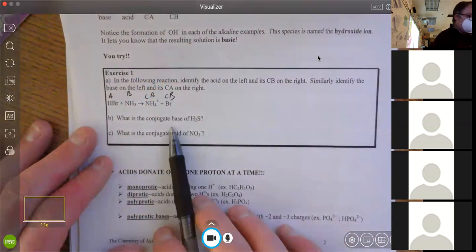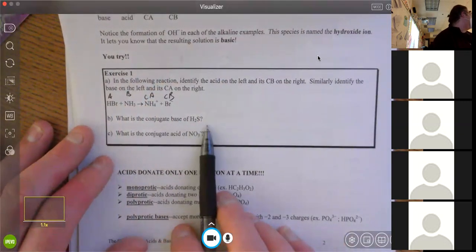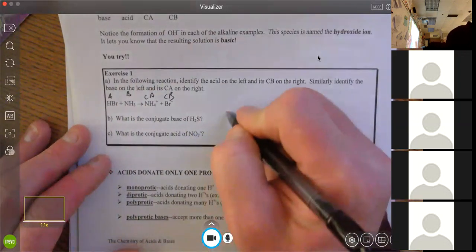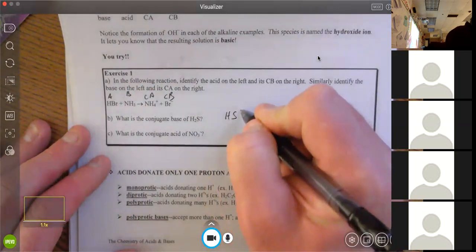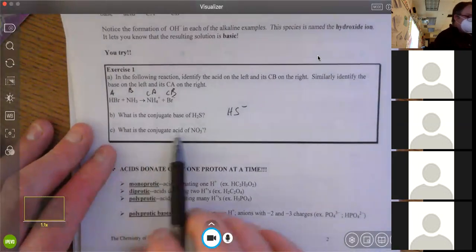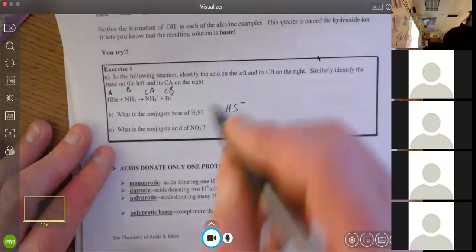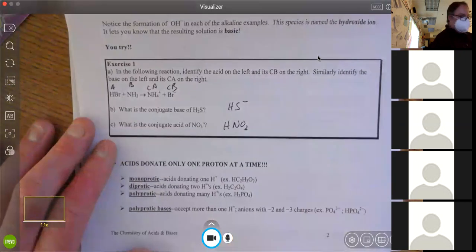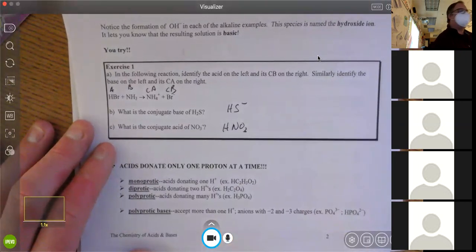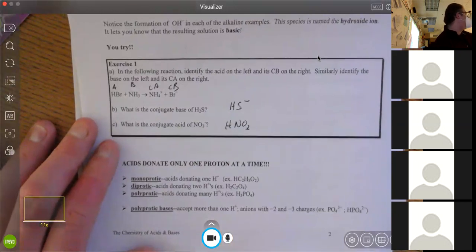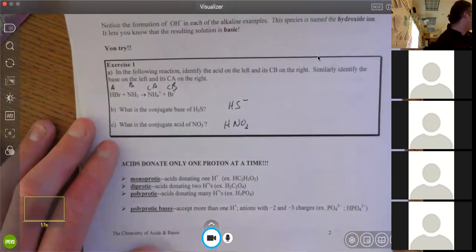What is the conjugate base of H2S? So they're telling us H2S is acting as an acid. Close. We've lost the positive, so we've become negative, right? And what is the conjugate acid of NO3 negative? HNO3. So hopefully you won't miss any of those questions. Trying to think, there was a statistic that the number of acid-base questions on the AP test is kind of high.